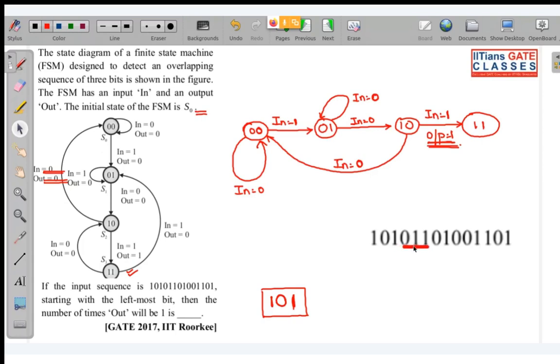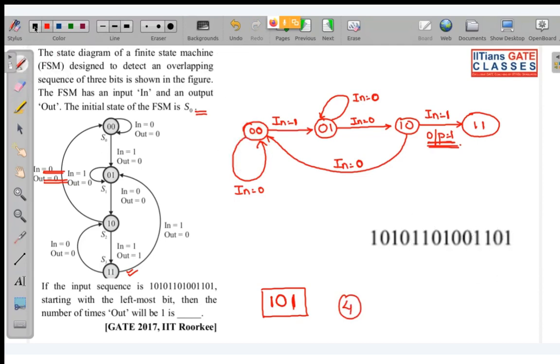Now next you can see it is 011, next is 110, so this is not the sequence. Again you see 101, so this is my sequence, so I will be getting the third 1. Again you can see this is 010, 100, 001, 011, 110, and the last once again you are getting 101. So in total you are getting 4 ones, 4 times 1.